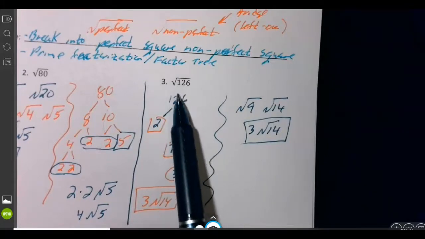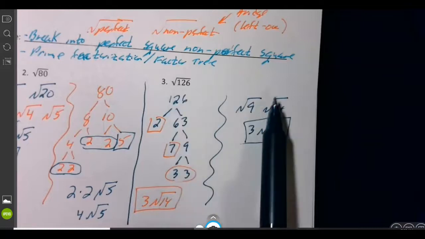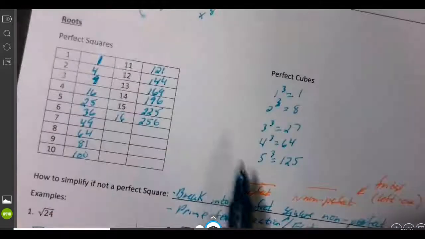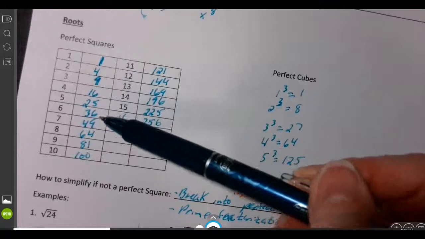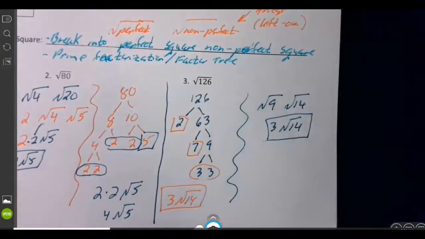I would have started with 4. 4 gave me a decimal, so I knew to try something else. So I just start going through my perfect squares if I'm not sure what to do when I'm using this method. Okay, good.